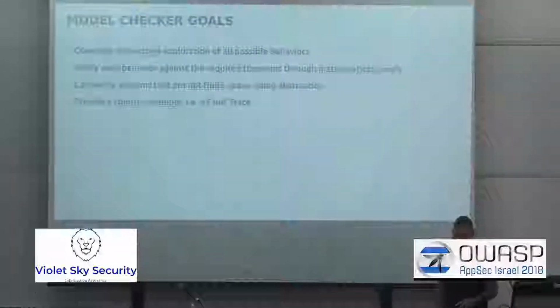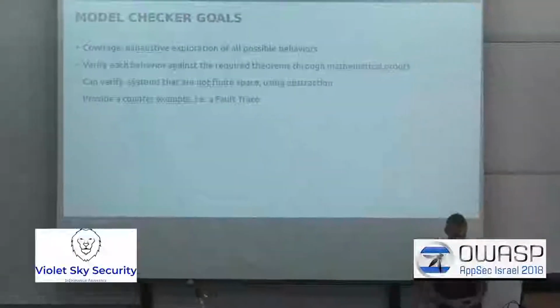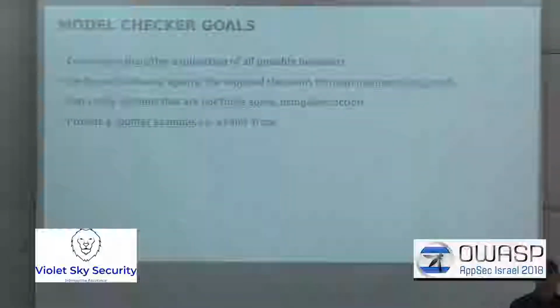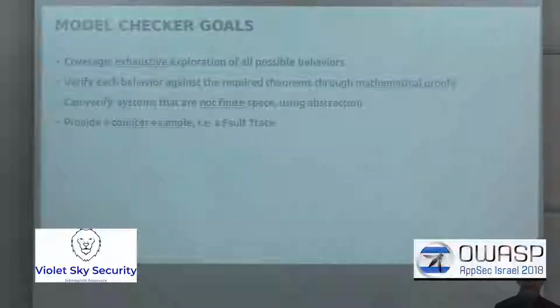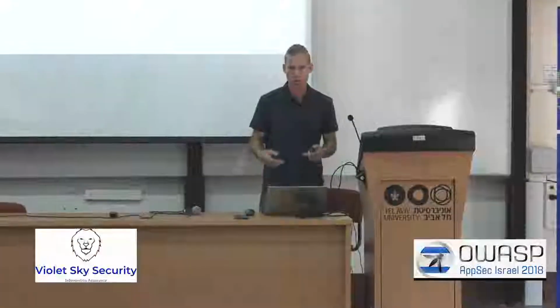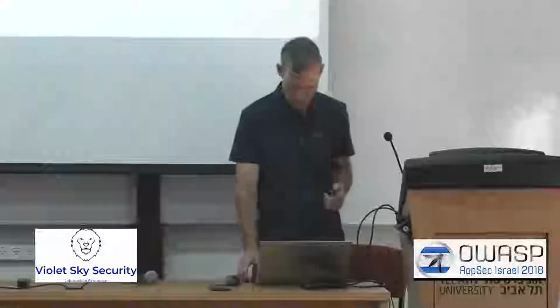So what are the goals of the model checker? Basically, it's exhaustive exploration of the possible behavior. It tries to get to full coverage, verifying each behavior against required theorems, as we saw before, through mathematical proofs. It can verify systems that are not finite space. So if we have a system like TLS 1.3, probably it's not finite. We can make them finite using some kind of abstractions. And once there is some issue, it can show us the counterexample, or basically the fault trace.